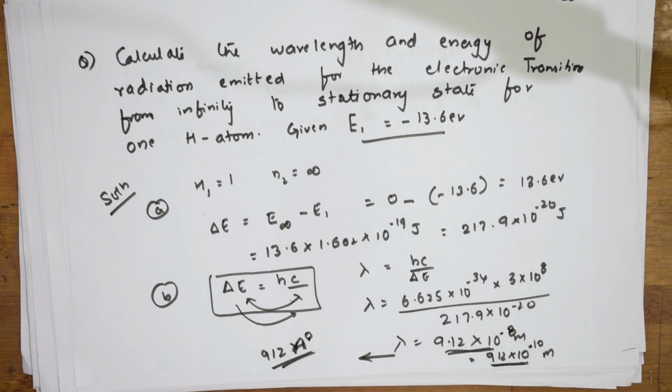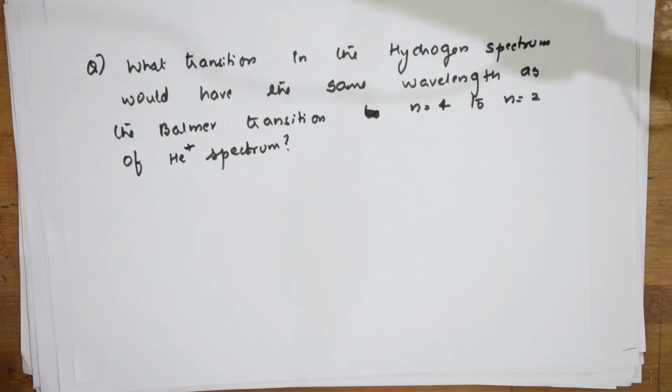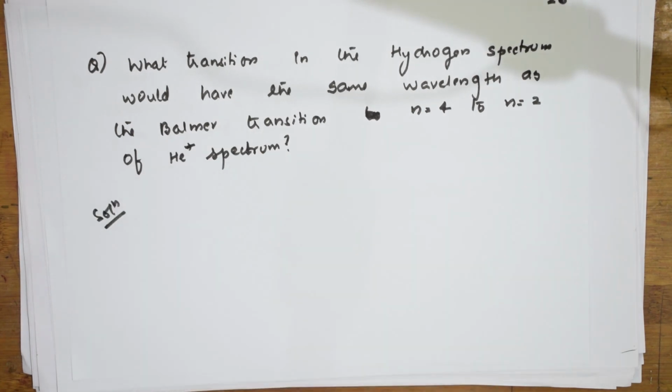Hope the concept is clear, right? We've been doing energy and wavelength numericals so that the concept is clear. Now let's come back and do one more numerical. Here, what did they give us? What transition in the hydrogen spectrum would have the same wavelength as the Balmer transition n equal to 4 to n equal to 2 of the helium spectrum? So I need to find which transition is similar.